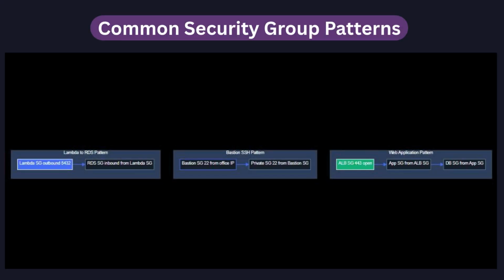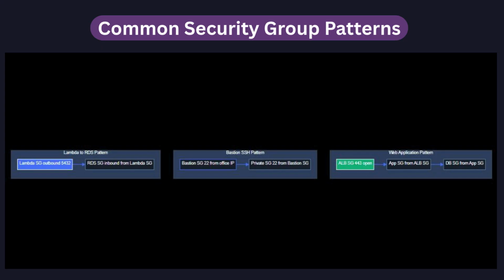Common security group patterns. Common security group patterns provide proven architectures for securing AWS environments. In a web application pattern, the load balancer is open to the internet on HTTPS. The application layer accepts traffic only from the load balancer, and the database accepts traffic only from the application layer.